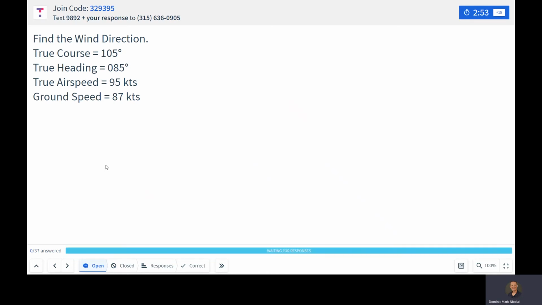First, step number one is to set the true course under the true index. Step number two, slide ground speed under the center grommet, 87 knots of ground speed.